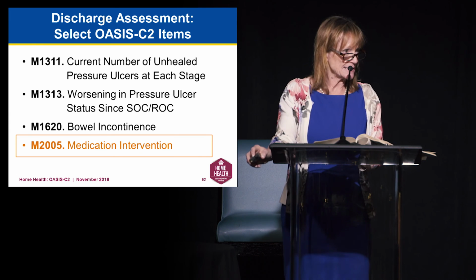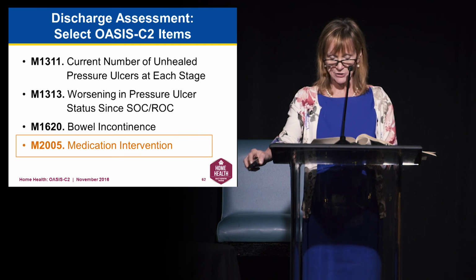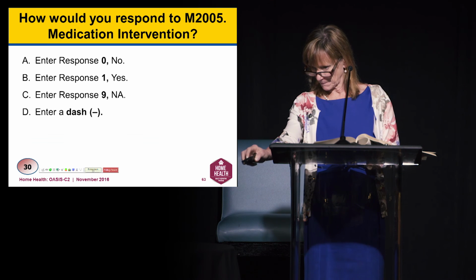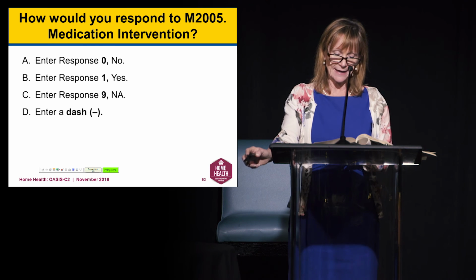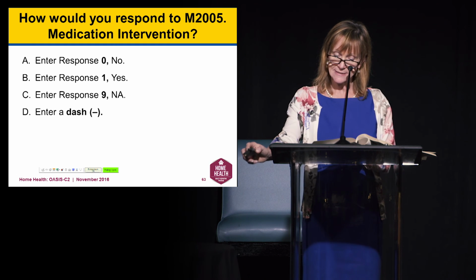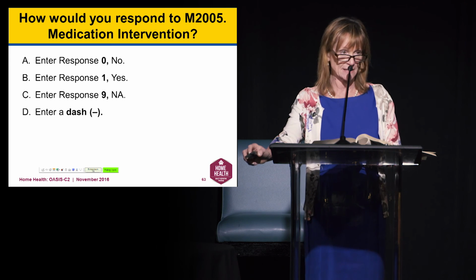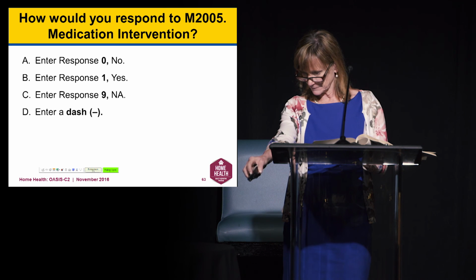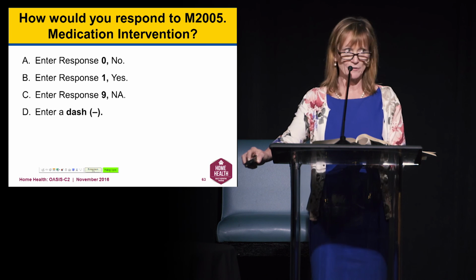And last but not least, our last polling question is for M2005, medication intervention. So if you could use your polling device, you'd enter A for a response of 0. You'd enter B for a response of 1, yes. Enter C for a response 9 for not applicable, and enter D for a dash. Okay, it looks like everyone's done.